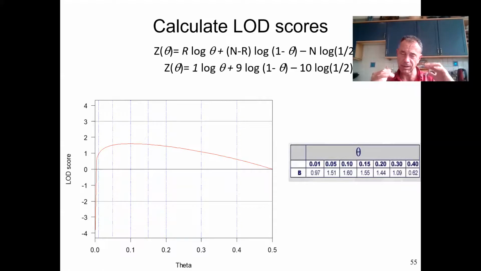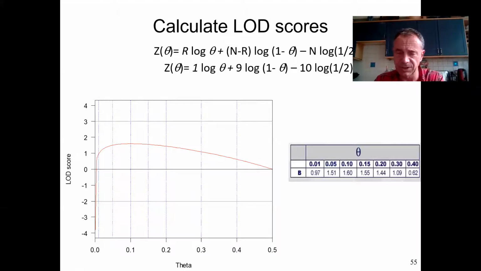So a tenth of the meiosis, tenth of the children are non-recombinants, sorry, a tenth of them are recombinants, 9 are non, 1 is. So the proportion of recombinants is 0.1, and the maximum likelihood estimate of the recombination probability is indeed 0.1. So that's kind of sort of what we'd expect.